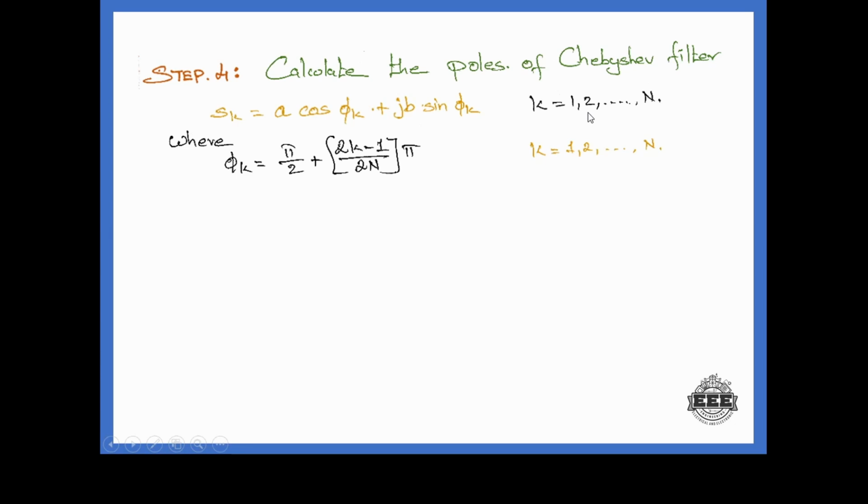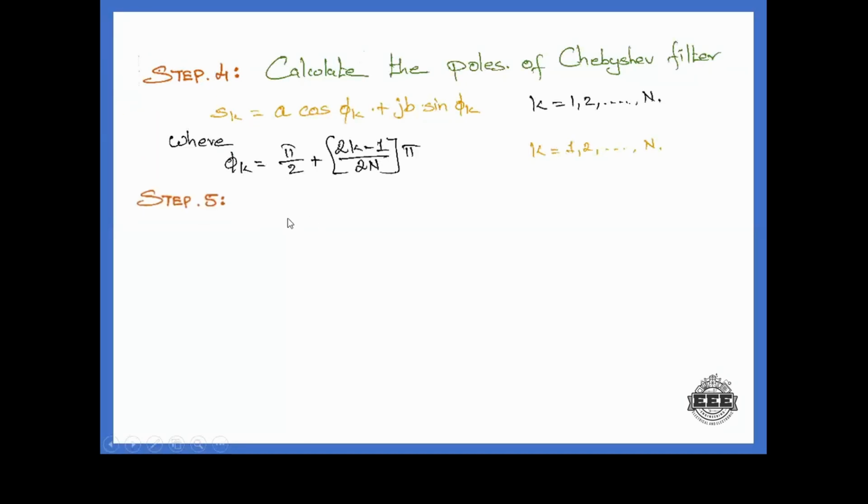For example, if your n value is 2, your k will vary from 1 to 2. That's all. How many poles do you get? 2 poles. So this n refers to the order of your Chebyshev filter. The answer of your first step is going to be that n value.